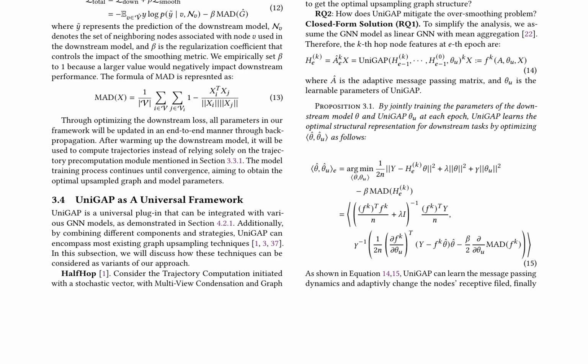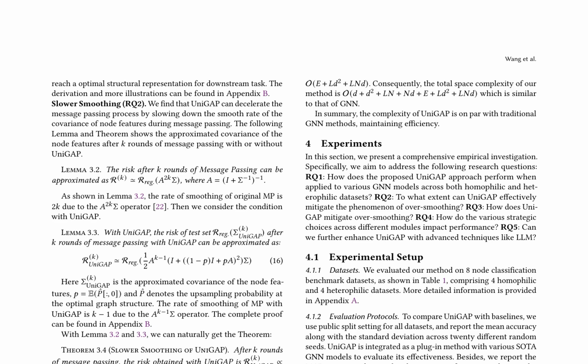A closed-form solution is presented, showcasing UniGAP's ability to adaptively change the node's receptive field and learn the message passing dynamics. By optimizing the joint loss of the downstream model and UniGAP, the approach learns the optimal structural representation for downstream tasks. The UniGAP approach is explored in this section, focusing on its ability to slow down the smoothing rate of node feature covariance during message passing. A theoretical analysis, supported by lemmas and a theorem, demonstrates the effectiveness of UniGAP in reducing oversmoothing.